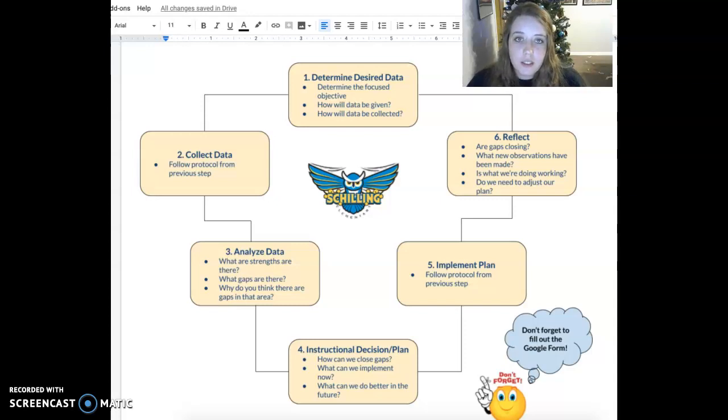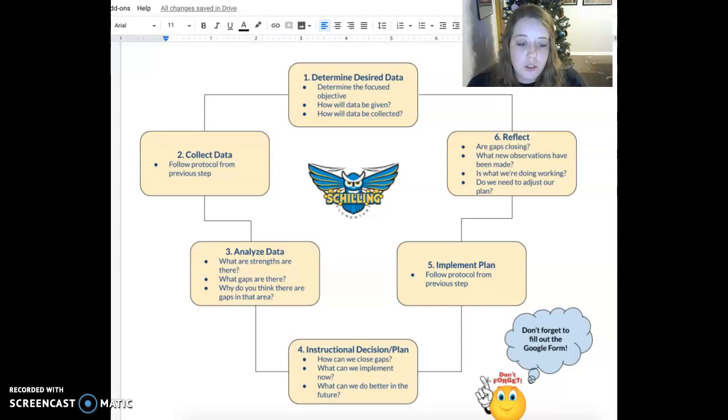And then step 6 is when we are going to reflect back and kind of see if those gaps are closing, kind of talk about if there's any new observations that we're seeing, if what we're doing is working, and then if we need to kind of make additional changes.